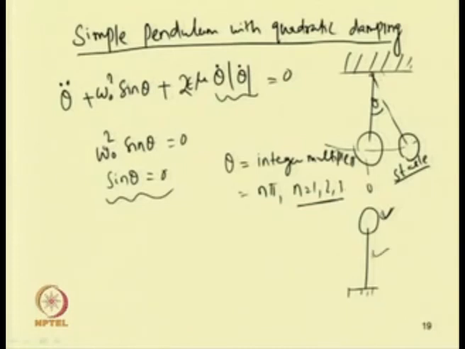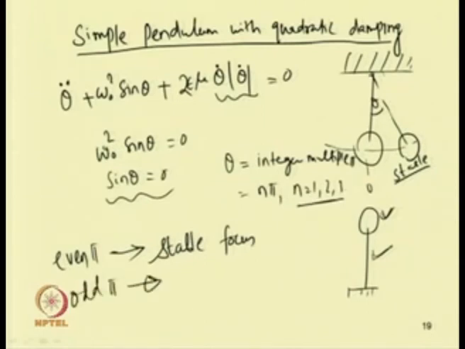and for odd multiples of pi, the system becomes unstable, as we have studied during our stability analysis. If one performs the stability analysis, one can see that for even multiples of pi it reduces to a stable focus, and for odd multiples of pi it reduces to an unstable point, the saddle point. So, one can have a saddle point corresponding to odd multiples of pi, and for even multiples of pi it becomes a stable focus.